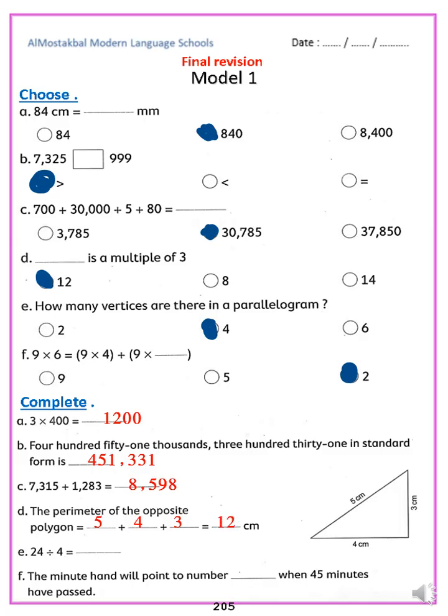24 divided by 4. Okay, 4 times what equals 24? 4 times 6. So the answer is 6. The minute hand will point to number what when 45 minutes have passed? 9.